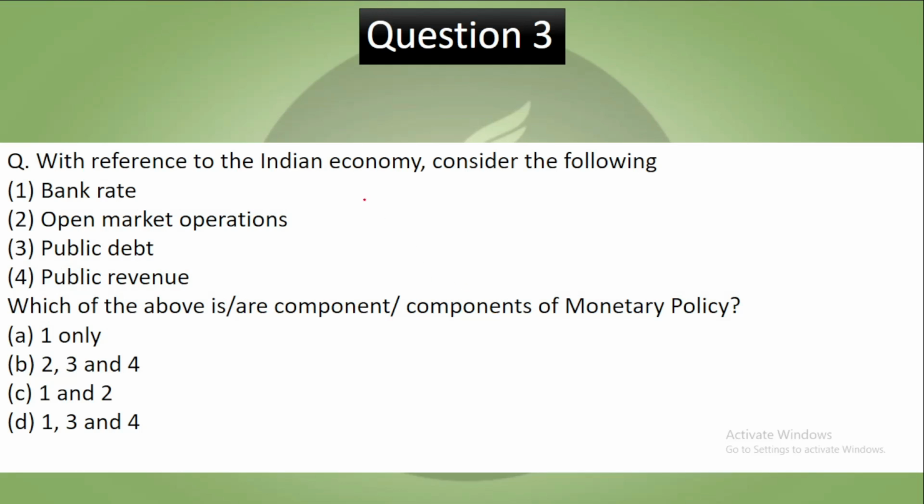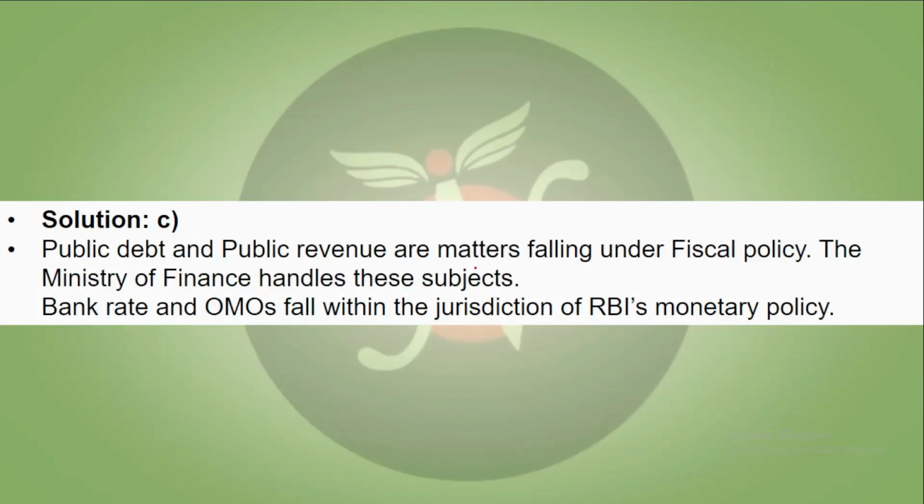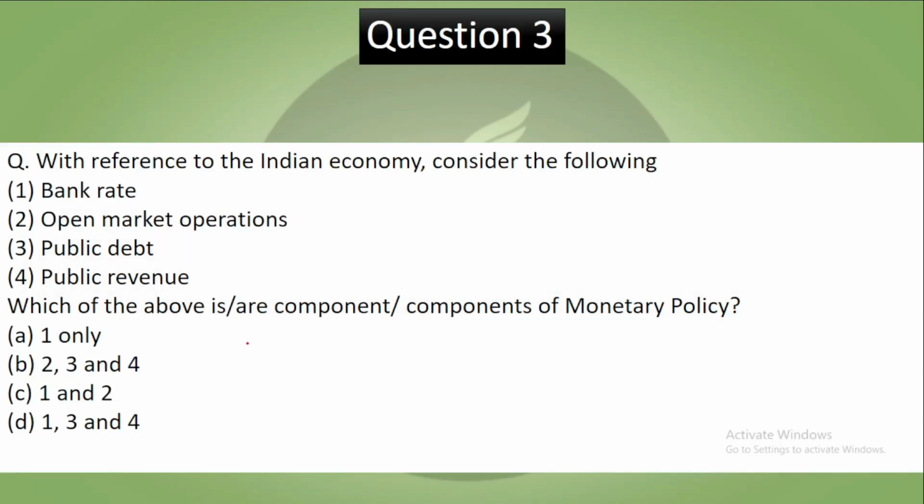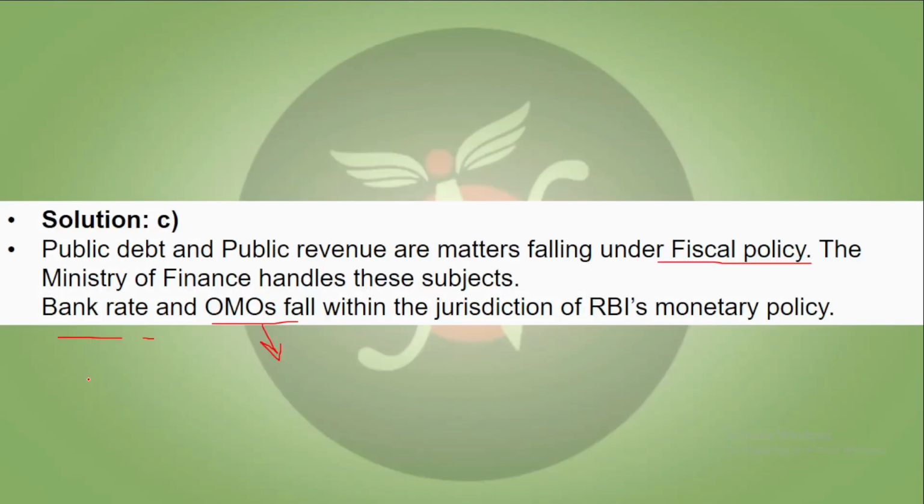Third says, with reference to the Indian economy, consider the following: the bank rate, open market operations, public debt, public revenue. Which of the above is a component of the monetary policy? Pause the video, try to answer. Now let's see the answer. Your correct answer to this is C, as public debt and public revenues are matters falling under the fiscal policy and not under the monetary policy. And the bank rate and open market operations, which deal with the buying and selling of government securities, lie within the jurisdiction of the monetary policy.